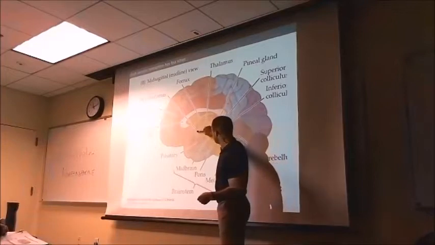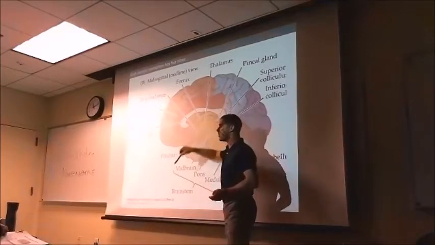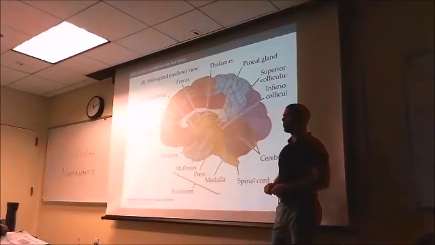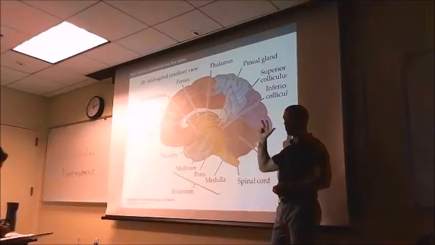Just ventral to that thalamus is our hypothalamus, okay? And the hypothalamus is going to be involved in a lot of hormonal regulations, and famously referred to, if you need to remember what it does, the 4 F's. So fight or flight, right? If you're hungry, you got to feed. So fight, flight, feeding, and reproduction.